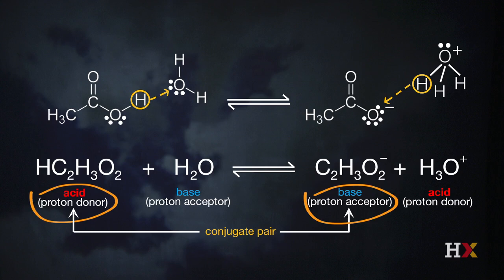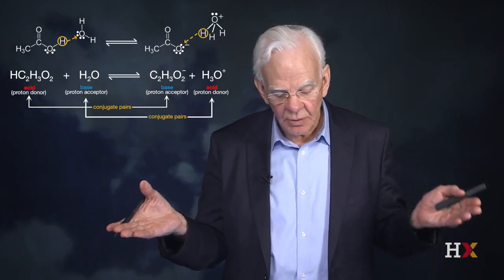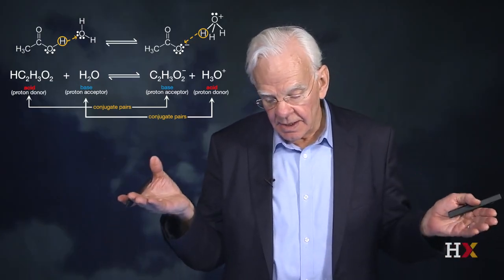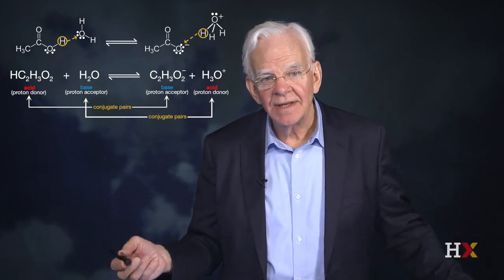But look what else we have. We've got a base because it's a proton acceptor in the Bronsted-Lowry formulation, and it reacts to form H3O+, that's an acid because it's a proton donor when the reaction goes back in the opposite direction. So we have this beautiful symmetry between an acid and its conjugate base and a base and its conjugate acid.